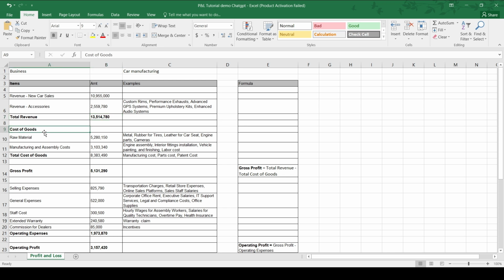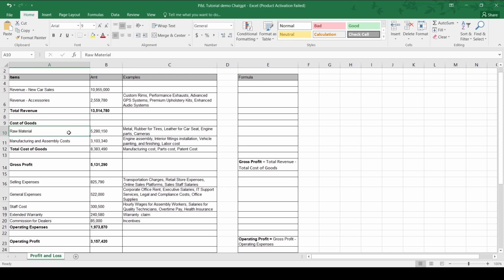Now let's look at the cost of goods sold. This is also known as the direct cost associated with manufacturing cars. These costs are necessary to produce the vehicles and are considered the cost of revenue. The major components of cost of goods include raw material cost and manufacturing and assembly cost. The cost of material used to manufacture the car such as metal, plastic, rubber comes under the raw material cost, and the labor, machinery, engine assembly, interior fitting installations come under the manufacturing and assembly cost. When you sum up all these costs, you get the total cost of goods.